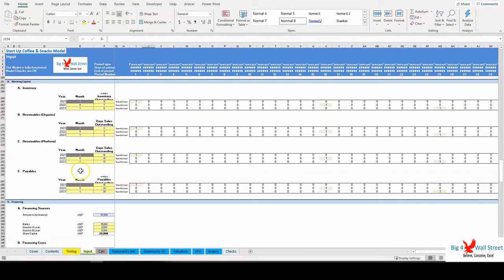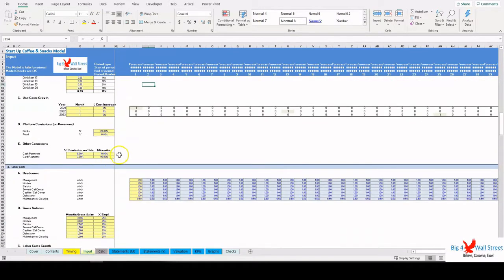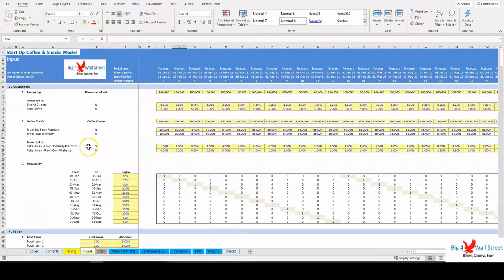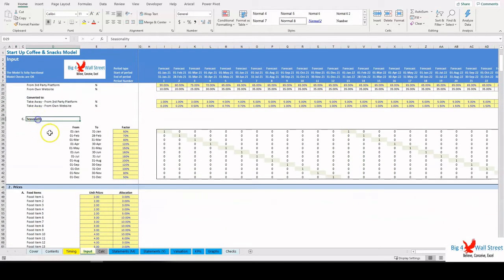Moving on to the Inputs tab, you can adjust the various assumptions of the model based on the specifications and requirements of your business. So effectively you can adjust the detailed revenue assumptions, and the user can amend the most important drivers such as customers, passers-by conversion and online conversion, as well as seasonality.